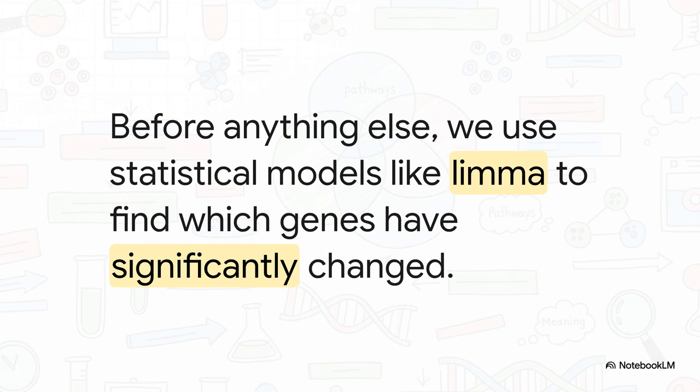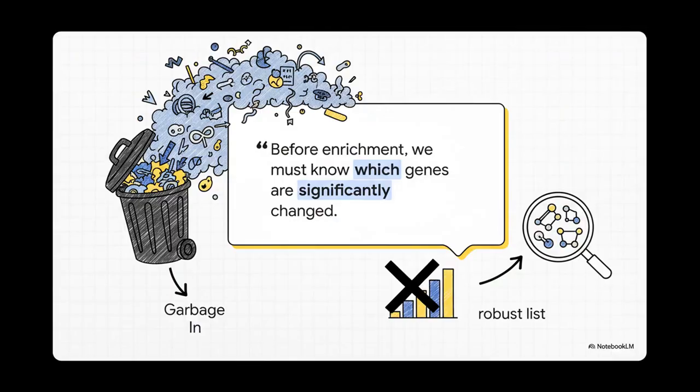Okay, first things first, you need your list. This comes from what's called differential expression analysis. You use statistical tools, a really popular one is an R package called limma, to find which genes show a truly significant change between your groups. This list is the foundation for everything that comes next. And let me be clear, this is absolutely non-negotiable. You can't go looking for patterns in a list of significant genes until you have a statistically solid list to begin with. You've heard it before, garbage in, garbage out.